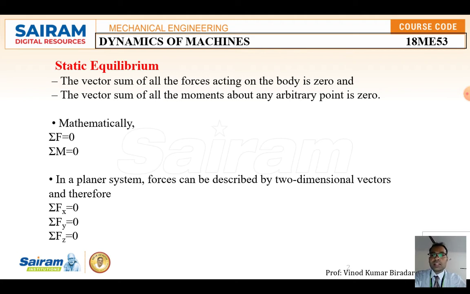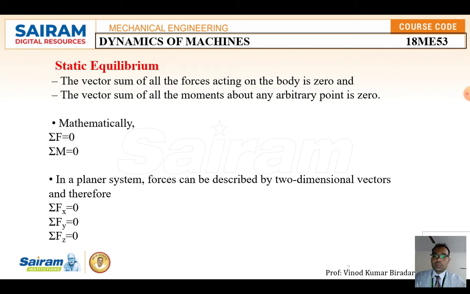And the second condition is that the vector sum of all the moments about any arbitrary point is zero. If these two conditions are satisfied, then the given mechanical device is in a static equilibrium condition. The summation of forces acting on that particular component should be equal to zero, that is, F1 plus F2 plus F3 and so on should be equal to zero. And the moment: if there are two forces and you want to twist it, a torque is produced. So the moment about any arbitrary axis should be equal to zero. That is, summation of forces is equal to zero and summation of moments is equal to zero. If this condition is satisfied, then we call it a static equilibrium condition.